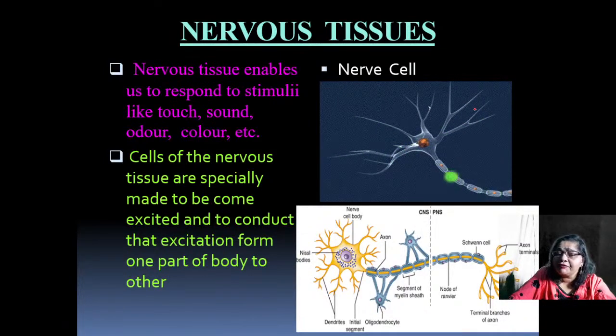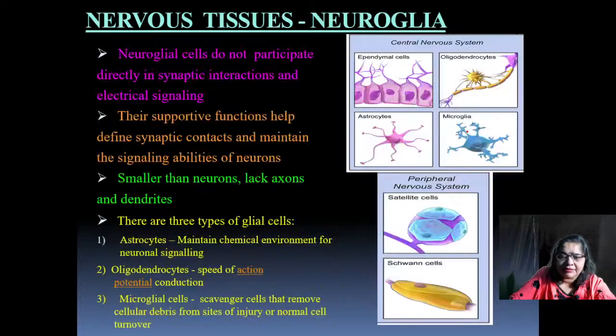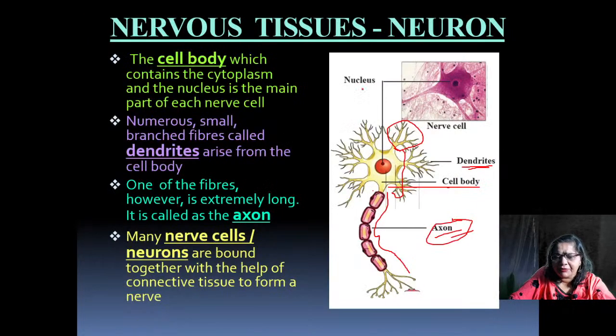So conduction of stimuli, responding to stimuli by conducting the nerve signals, the electrical signals, is the main function of the nerve cell. Whereas the neuroglial cells do not participate directly in the synaptic interactions or in the electrical signaling. Now, what is this synaptic interaction? Let me tell you. If you can see here, there are different nerve cells. This is a large nerve cell, of course, and smaller glial cells around it.